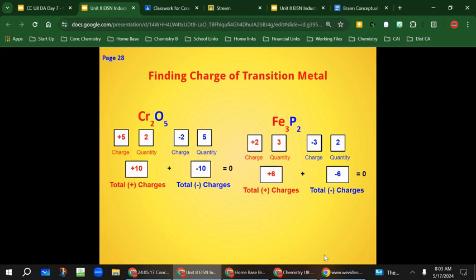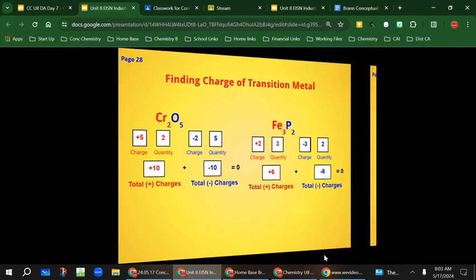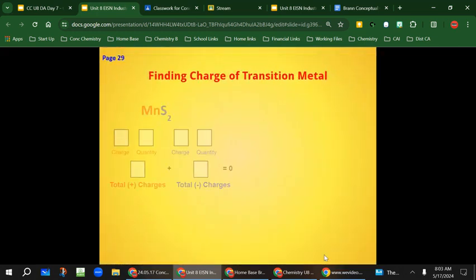Plus something. What is the charge of the nonmetal? Minus something. That is almost always good enough for you to at least figure out which one is oxidized or reduced. Okay? So let me show you. I guess we're doing one more.